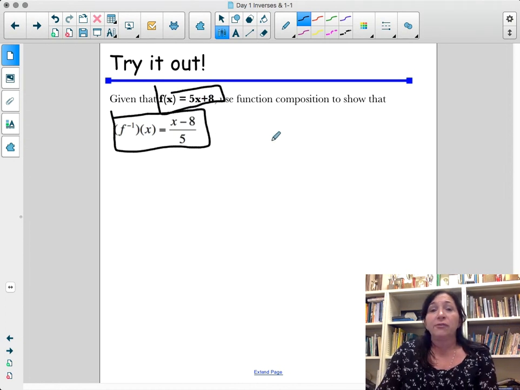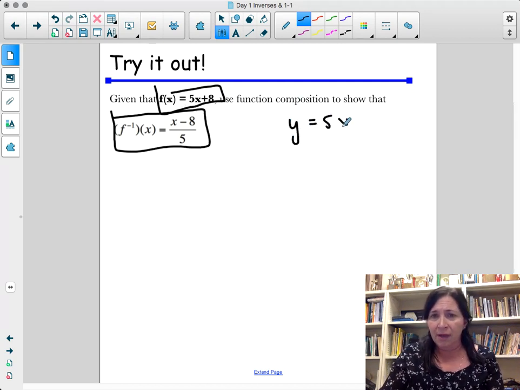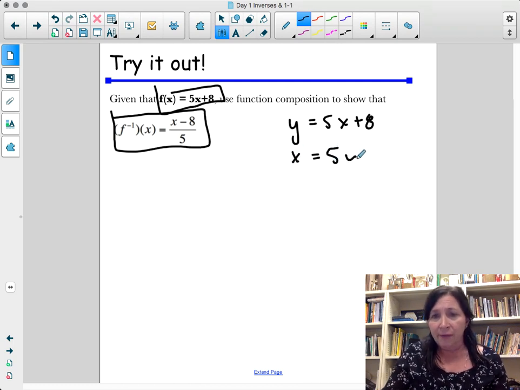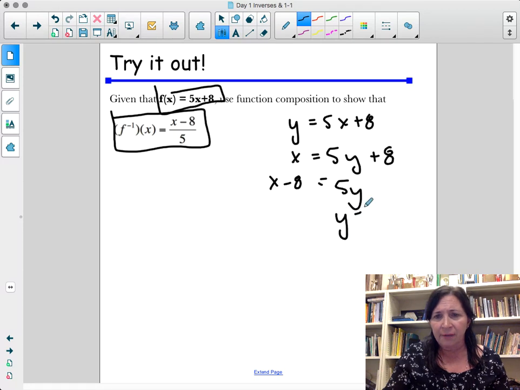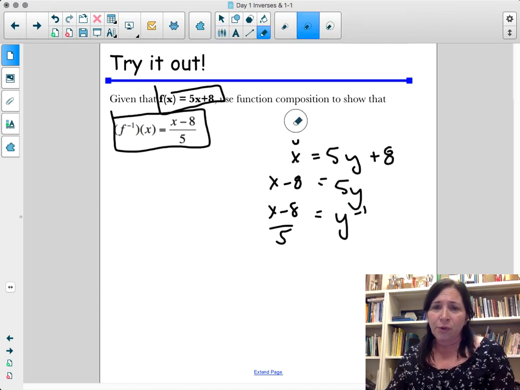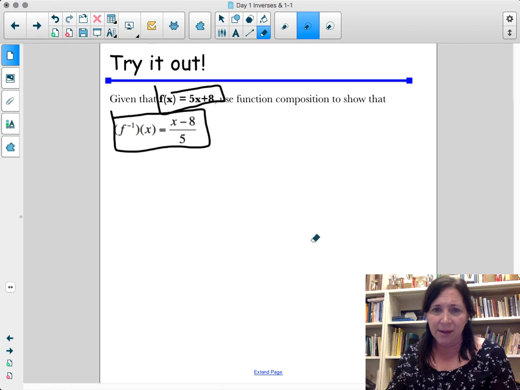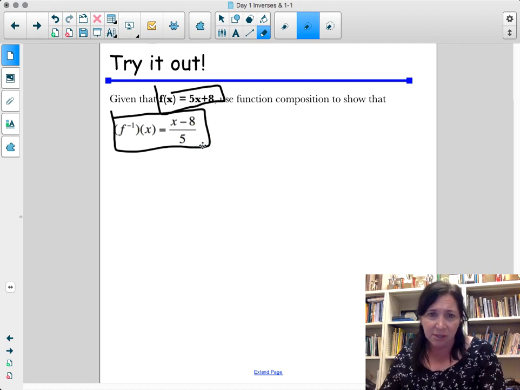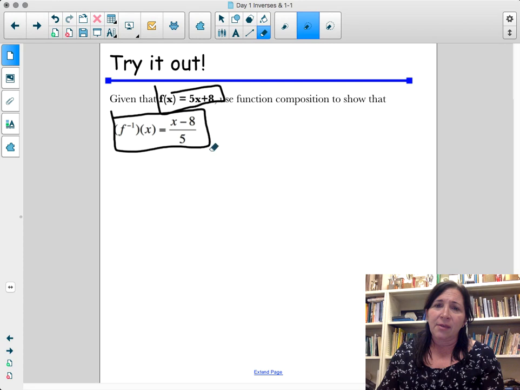Now, I don't actually have to do that. I mean, I could, right? I could go like this. Y equals 5x plus 8. I could switch out my x and y. X equals 5y plus 8. I could solve for y. I get 5y equals x minus 8. Divide by 5. I get x minus 8 over 5. I have that right here. So I don't have to do this, okay? So what it's saying is you don't have to do that. It's saying here it is. There's the equation. So given that, they're asking you to prove it.